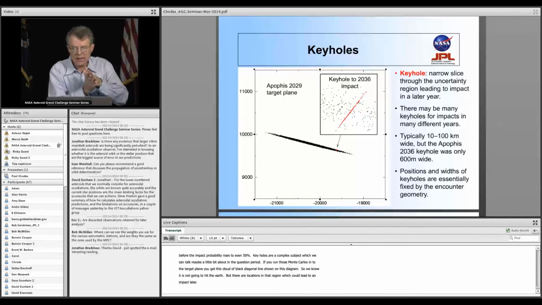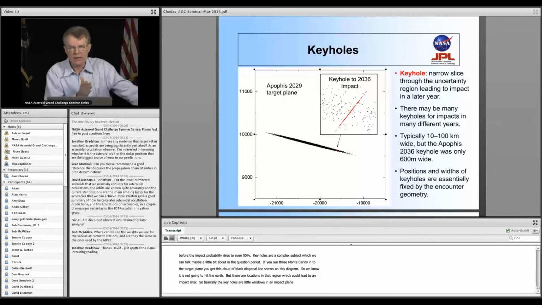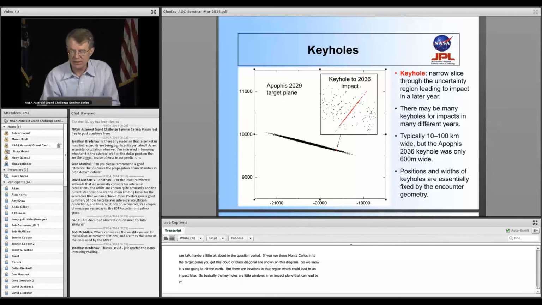So basically, the keyholes are little windows in an impact plane that can lead to impacts in later years. And we have to pay attention to those as well. Now, for Apophis here, the keyhole was only 600 meters wide for the 2036 impact.